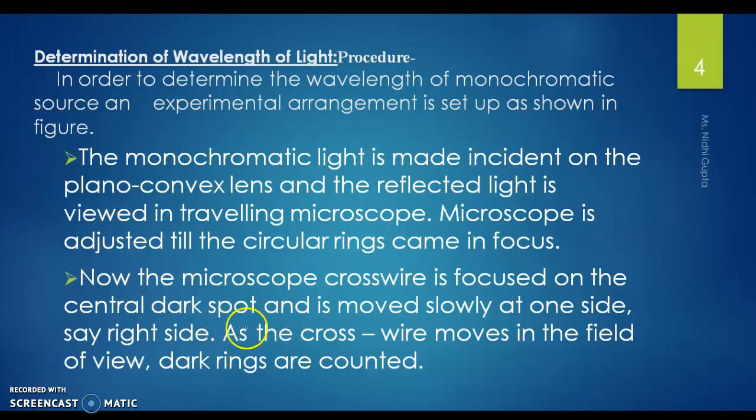Then suppose at the center the crosswire of the microscope is focused and is moved slowly to one side. Suppose this is the ring and this is the crosswire. So this crosswire is moved further. Say this is the nth fringe, so the crosswire is set on this fringe. Similarly, on the same ring on the other side, the crosswire is set.